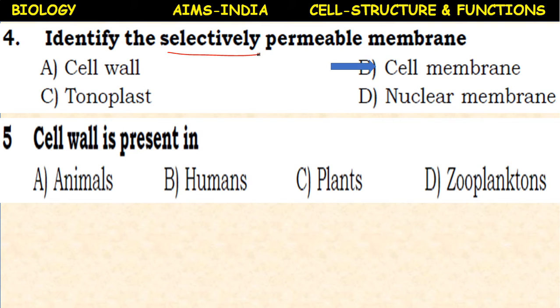Cell wall is present in animals, humans, plants, zooplanktons. Zooplanktons means some microscopic larvae of insects come under this zooplankton, which float on the stagnant water, the ponds, ditches, lakes. So here the cell wall is present in the plant cells.